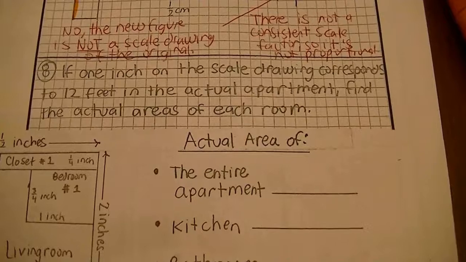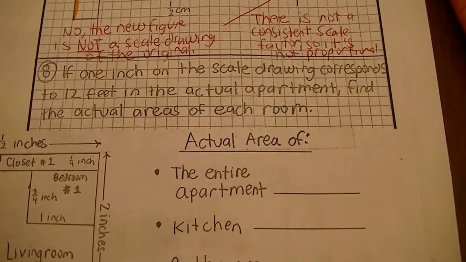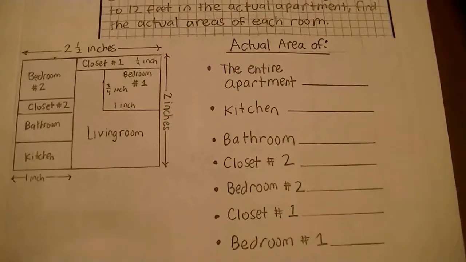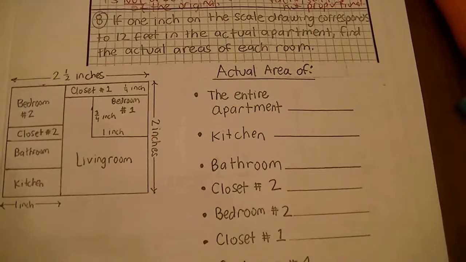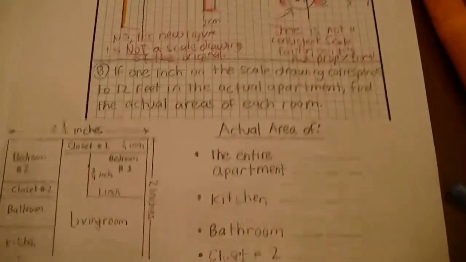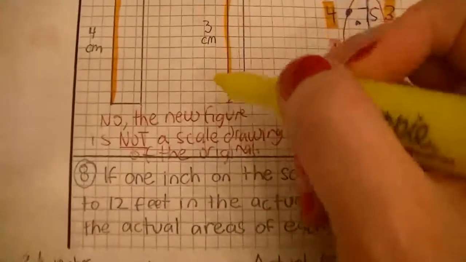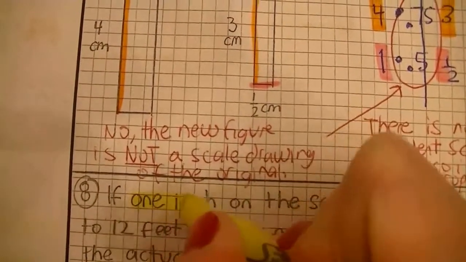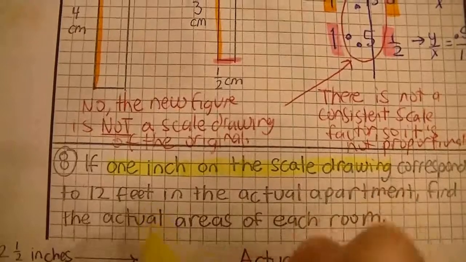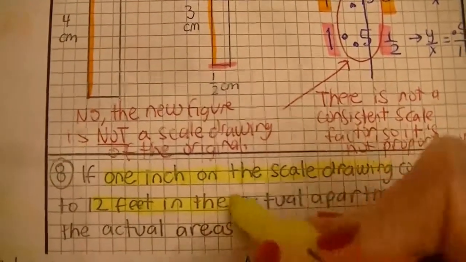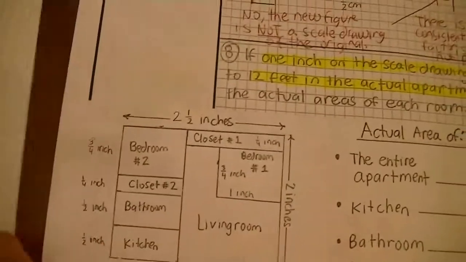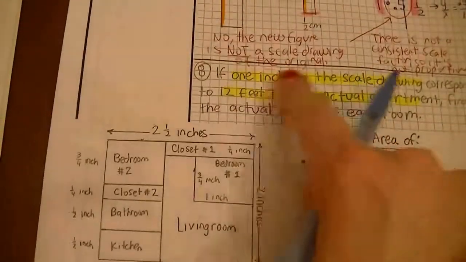If 1 inch on the scale drawing corresponds to 12 feet in the actual apartment, find the actual areas of each room. Okay, so there's a couple points of information that are definitely important. So I'm going to go ahead and highlight them. So 1 inch on the scale drawing corresponds to 12 feet in the actual apartment. Okay, so let's look at this right here. This right here looks, it's a scale drawing. It tells us right there.